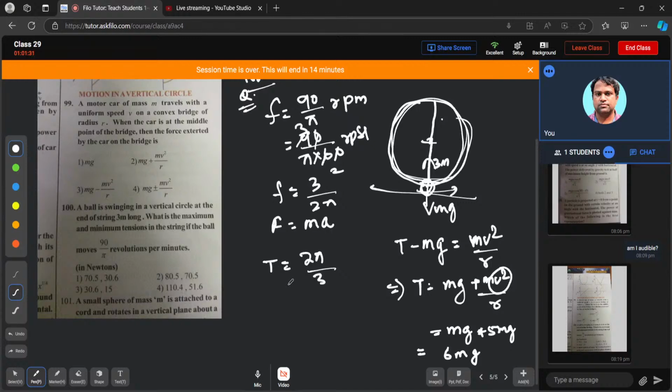Now we have to correlate it with mass. Okay, I'll do it and I'll give you in the next class, or in the chat if it will be active. I'll send you.